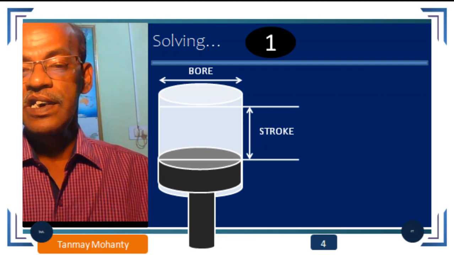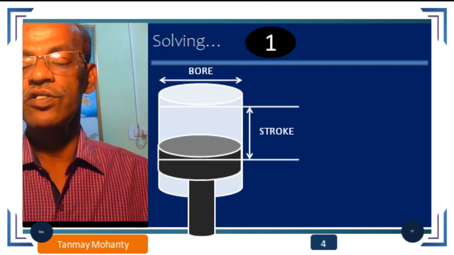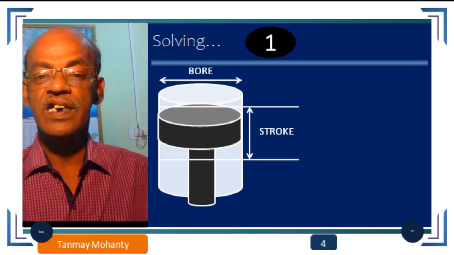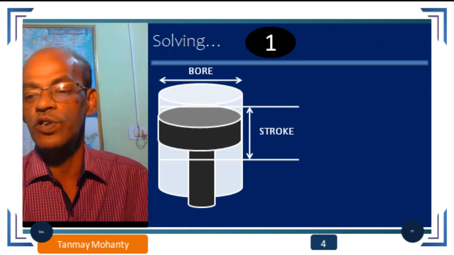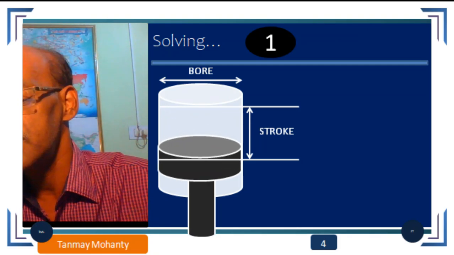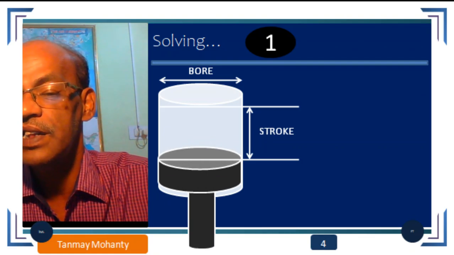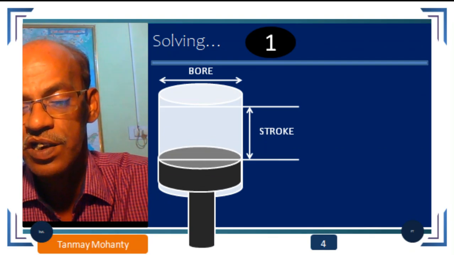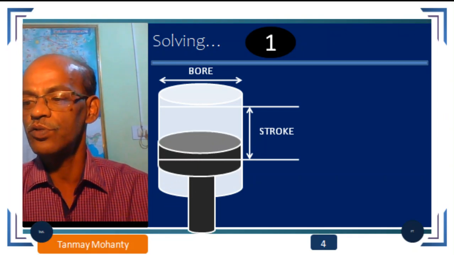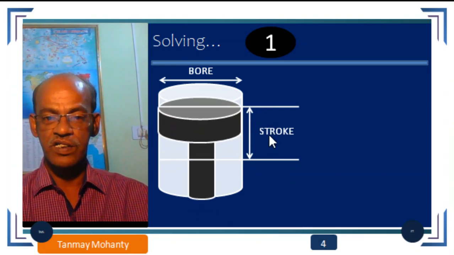Okay. Here you can see there are two terms written here. One is called bore, one is called stroke. Kindly observe the drawing and try to understand what the stroke is. Stroke, you can see the distance it is moving from top to bottom or from bottom to top, that is the stroke in this drawing. In the numerical question also we have been given the stroke distance.